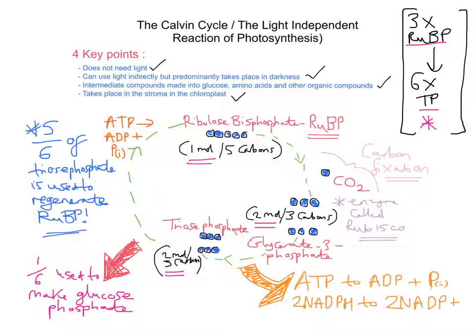We start with a molecule of RuBP, 5 carbons. In the process of carbon fixation using an enzyme called Rubisco, we get the addition of the carbon dioxide, specifically that 1 carbon, to form 2 lots of 3-carbon molecules of glycerate 3-phosphate. We use ATP and we oxidize NADPH to form 2 molecules of triose phosphate, and of that triose phosphate, 1/6 is going to be used to make glucose phosphate, and 5/6 are going to be used to regenerate RuBP using ATP in the process.